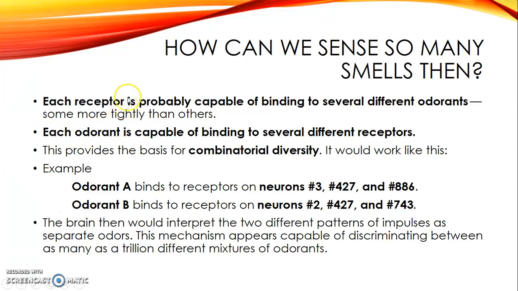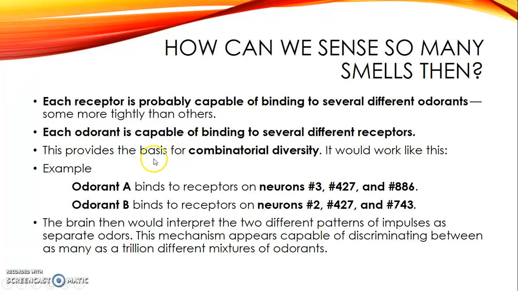It's thought that each of those 1,000 receptors that are in the neurons of the nerves of the nose, that open sodium channels when the odorant binds, is capable of binding to several different molecules, some better than others. It's also thought that each odorant, each odor or molecule that you're able to smell, is also able to bind to several different receptors, not just one. So this allows something known as combinatorial diversity.